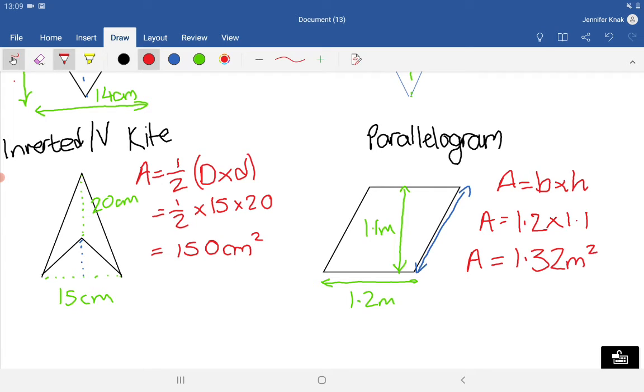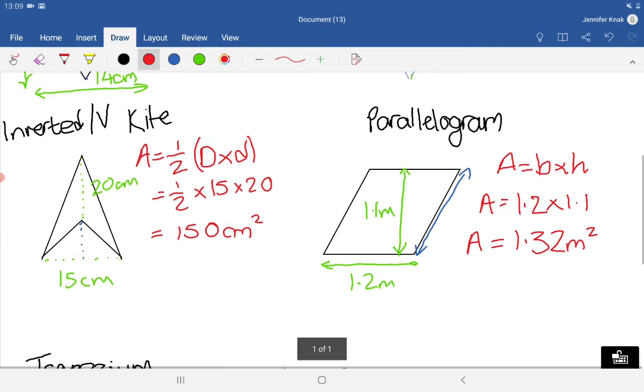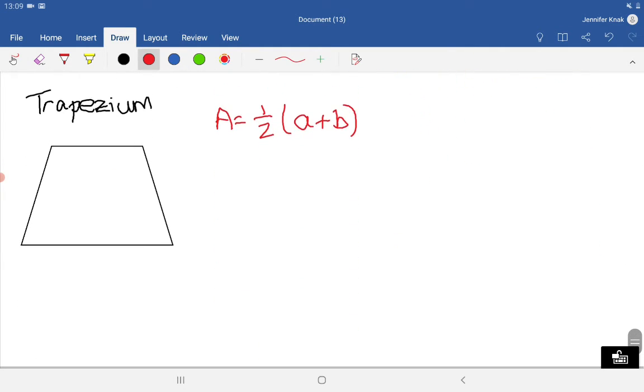Okay, last shape you're going to look at this week. I'm just running through one of each. You've got examples in the textbook to help as well. The last shape you'll do is the trapezium. Now, this one's a wee bit different.